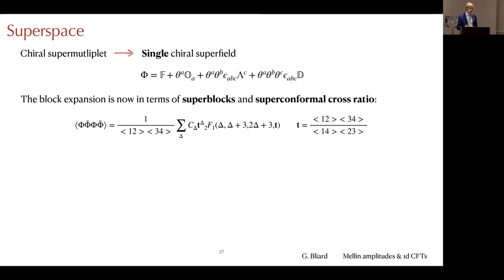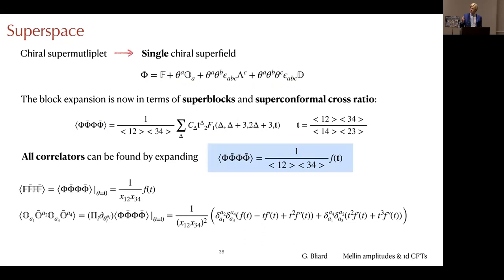The advantage of this setting is that we can now look at the correlator of these chiral superfields, and the components of this correlator will be all the possible four-point correlators made with these component fields. A slight difference in the block expansion is that now we need an expansion in terms of the super blocks, which are slightly different because supersymmetry changes the Casimir. The cross ratio will now be a super cross ratio, and I haven't included the details, but this will have a Grassmannian dependence. So doing this expansion, we can relate all these different correlators.